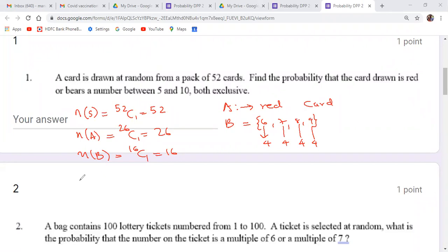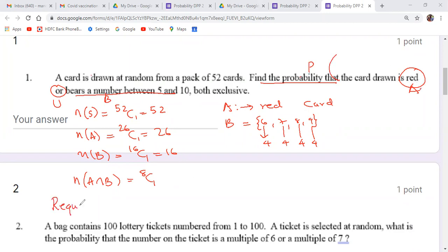Why do you need A intersection B? Sir, because it is written, common between, and find the probability of getting red. Red is A, or union, and this is B. So you have to find the probability of A union B. So you will write the required probability. It is P of A union B.